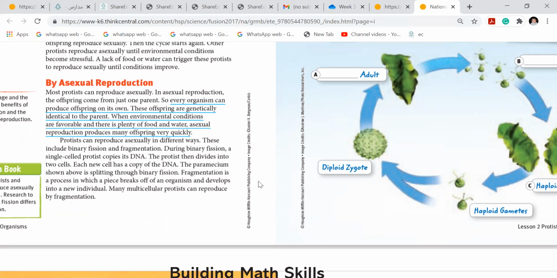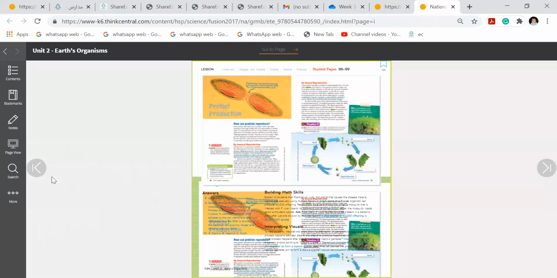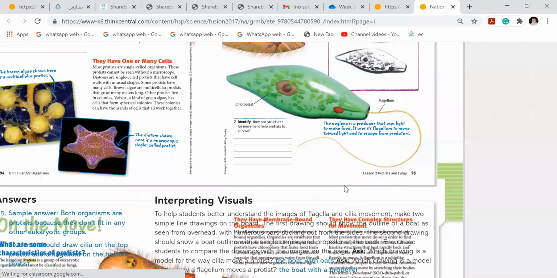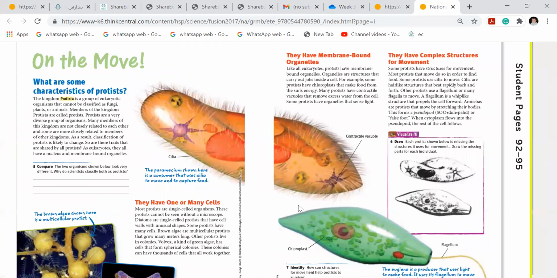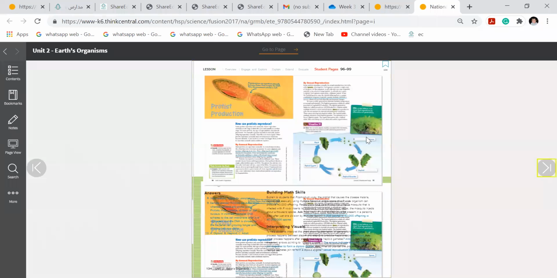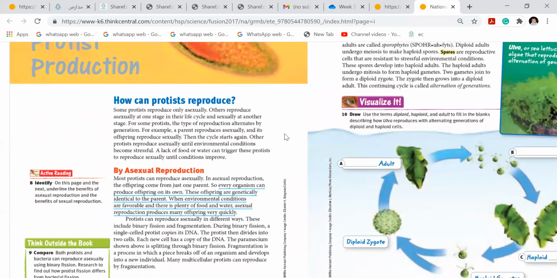First thing, they copy their DNA. Second thing, they divide into two cells. And each one of them has its own copy of DNA. This is a paramecium, what we have just seen in the picture before. They can split into two cells by binary fission.